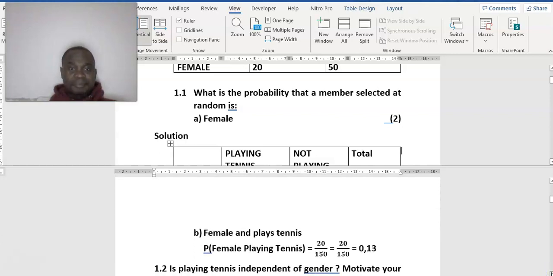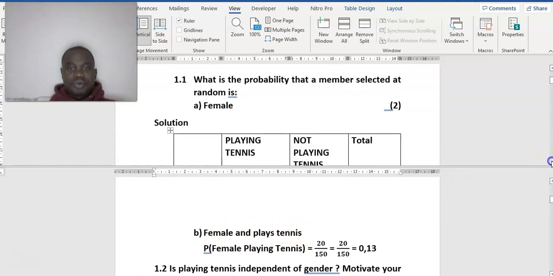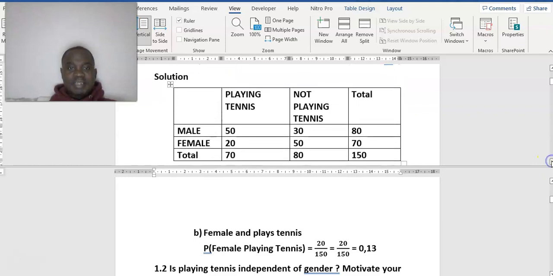Then the next thing, what is the probability that a member selected at random is female and plays tennis? The person is a female and that person also plays tennis. Where are we going to get that one? From our table, the person is a female and the person plays tennis. So it's going to be 20 over 150.